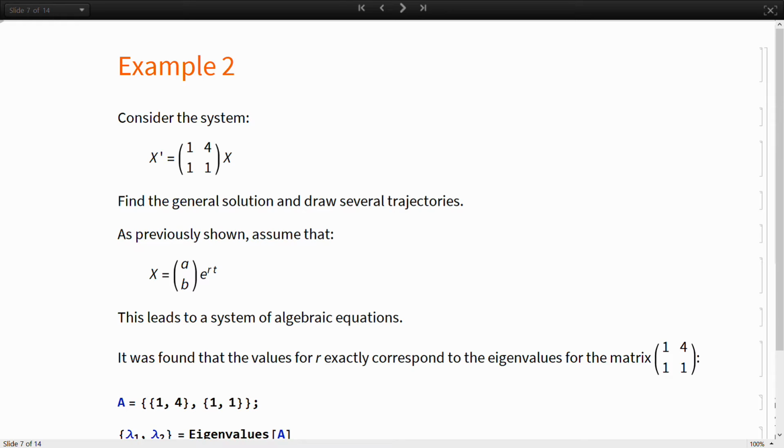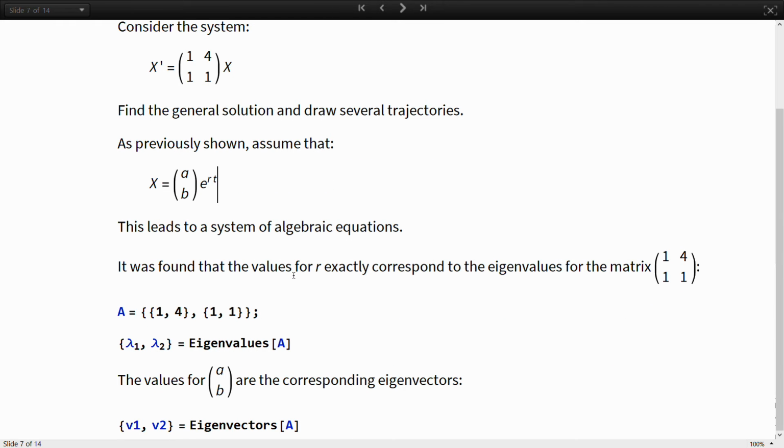Now that we have a qualitative understanding of the behavior of the solutions, let's find the general solution to the system of differential equations and plot a few of the solution trajectories. We will begin by assuming that the solution is of the form of an exponential, where r is a constant and t is the independent variable. Substituting this into the system and canceling the exponential functions leads to a system of algebraic equations.